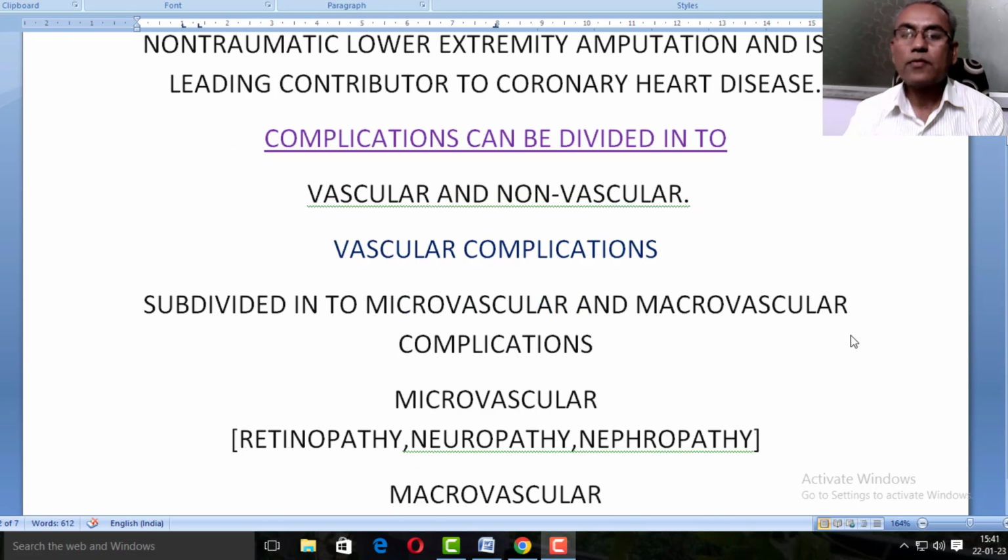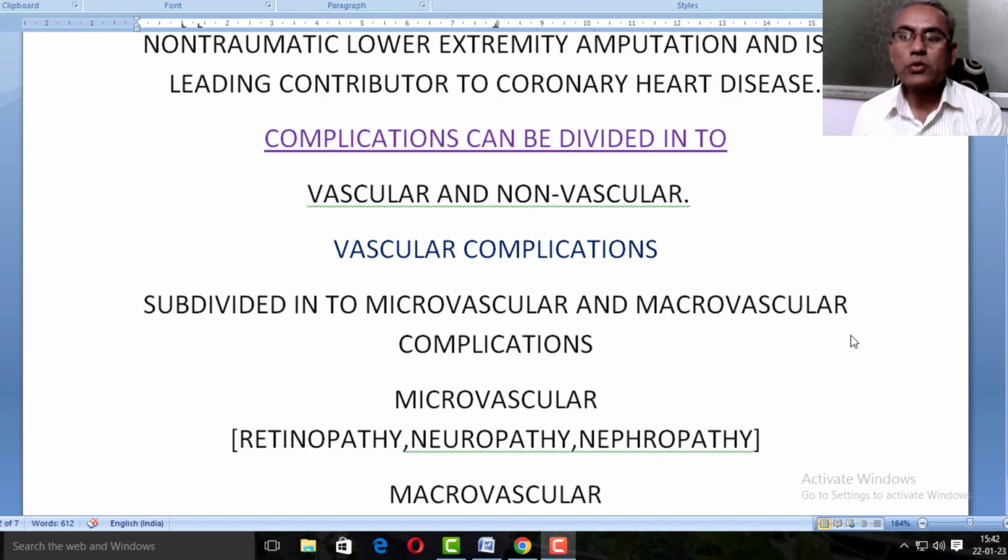Friends, we can prevent the complications by means of getting glycemic control. That is the only gift we can give to patients. Once complications take place, they cannot be reversed. It is always better to prevent the complications rather than treating the complications.